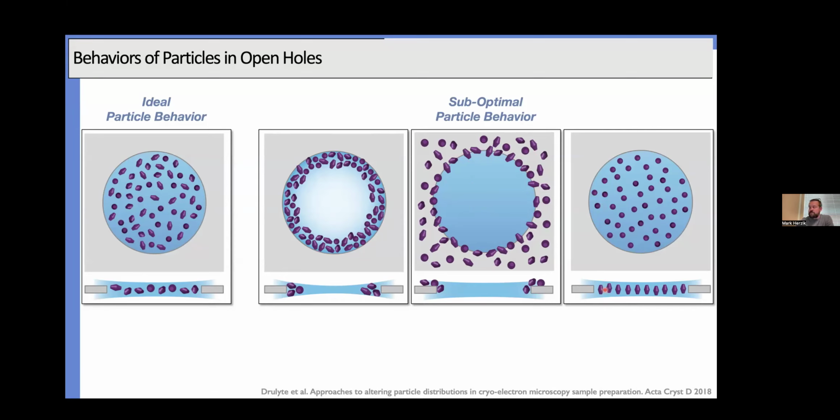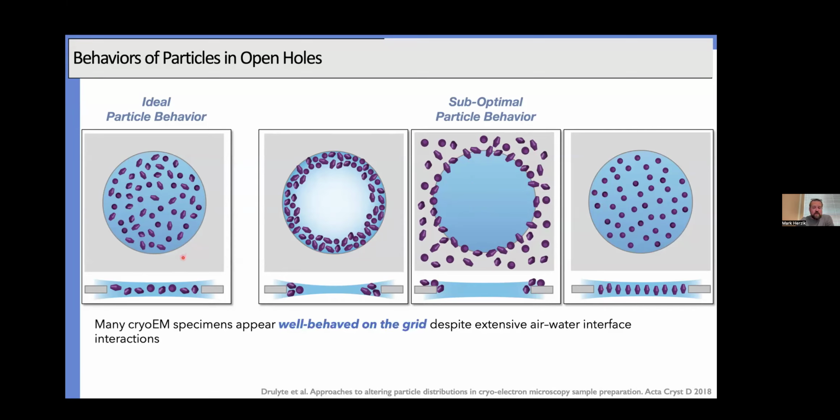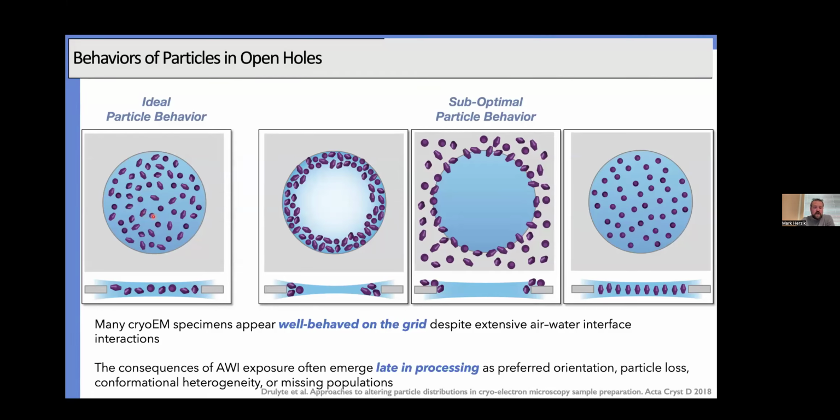So now the bigger problem here is that many specimens do appear very well behaved on the grid. They may look like this with good, nice density, but because of air-water interface interactions, you then start to process your data and realize during 2D classification or 3D reconstruction that, in fact, this particle density was a result of particles adopting pretty much the same view. And so then the question becomes, well, do we prepare different grids? Do we change the sample? Do we look at different ways to recover the viewing distribution through algorithm, or what do we need to do?